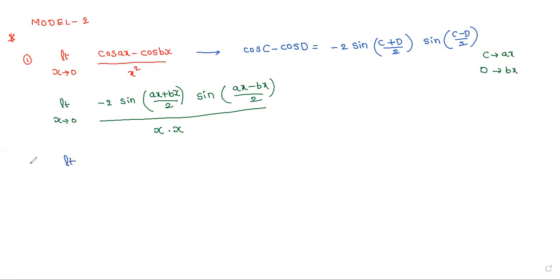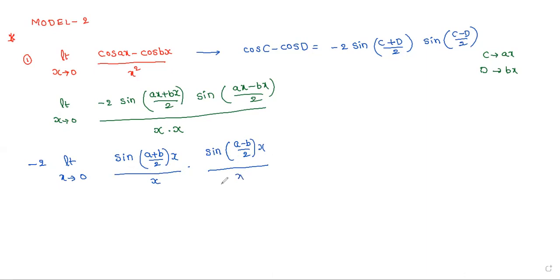Limit, minus 2 is the constant, comes outside. Limit x tends to 0, sin of (a plus b) by 2 x, by x. So x is common. Next, sin of (a minus b) by 2 x by x. Cancellation is not possible.